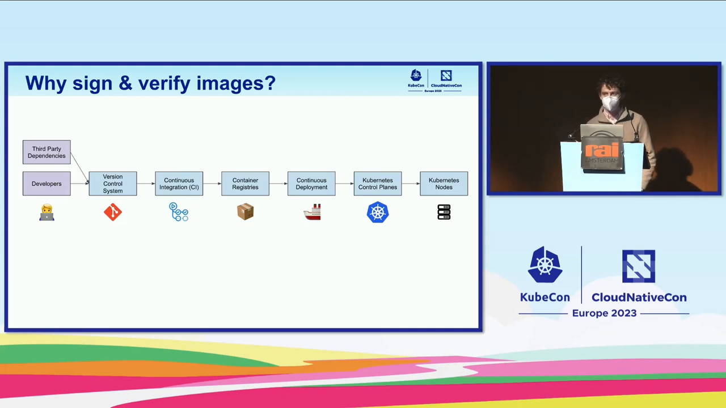So why should we care about signing and verifying images? On this slide, I have a simplified model of what an internal software supply chain looks like targeting a Kubernetes environment. So it has all the components you'd expect: version control, CI/CD, a container registry, and then the various components of Kubernetes.